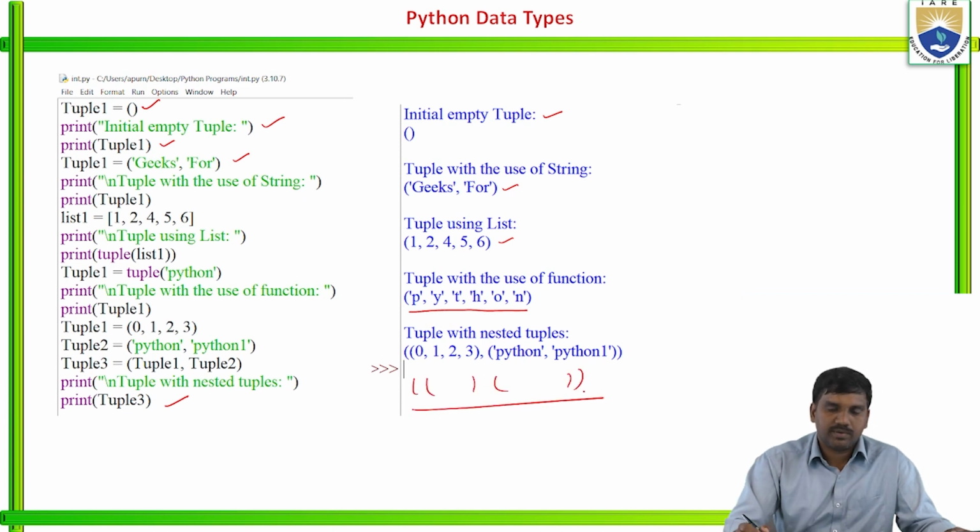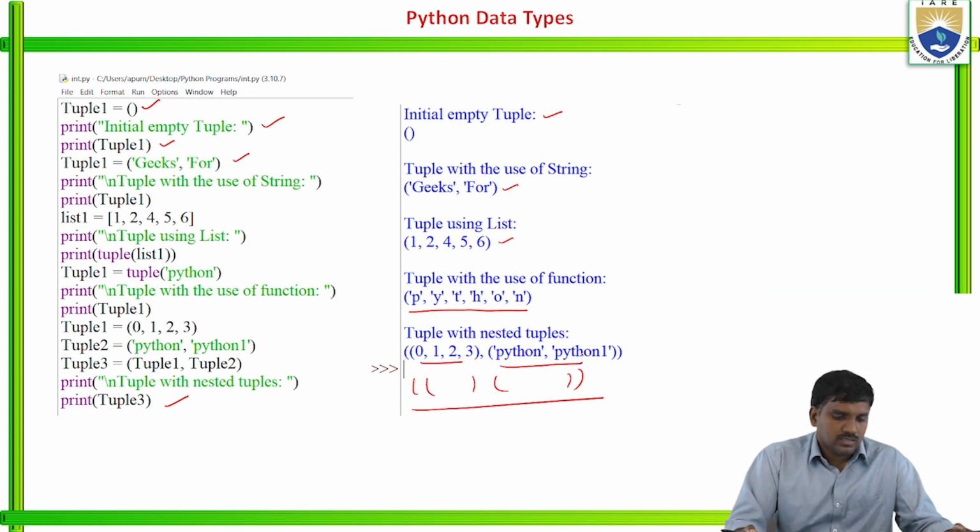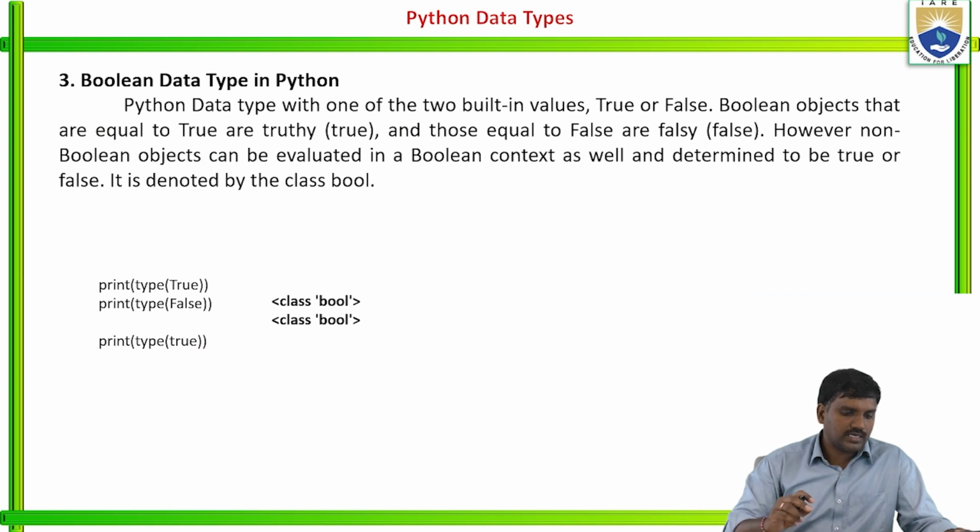This is a nested tuple. It contains numbers, words, like that. So this is just the initial tuple creation. Next, Boolean data types available in Python.